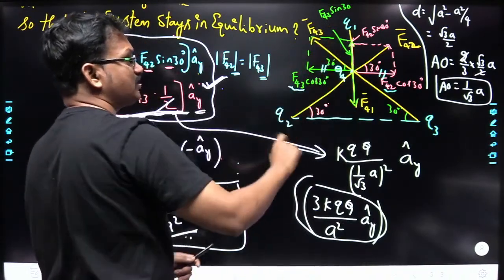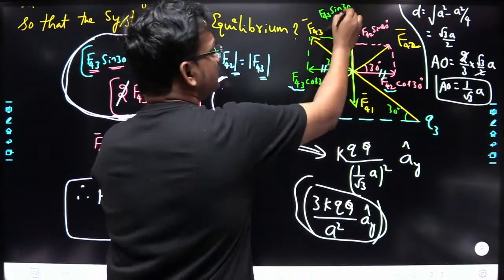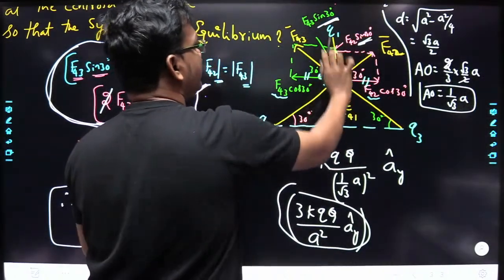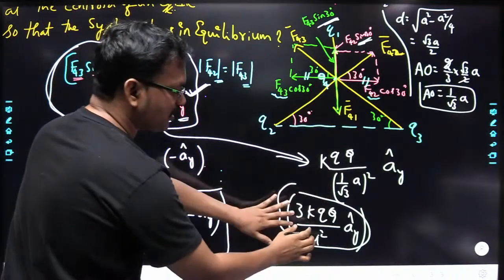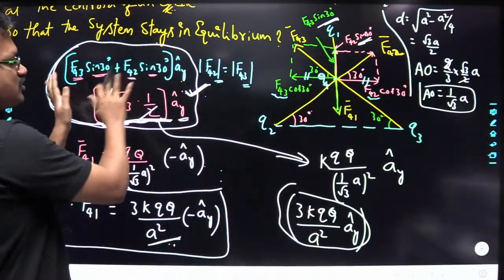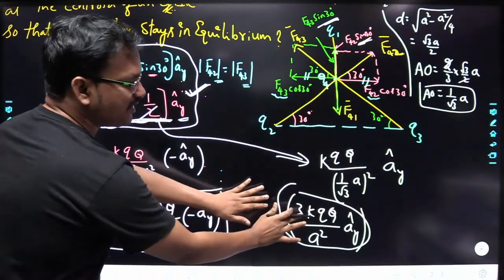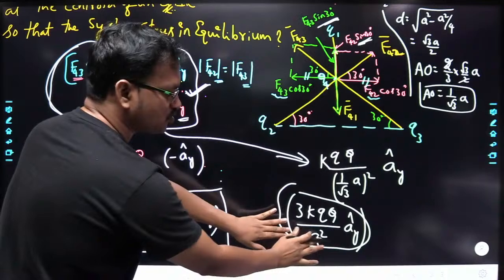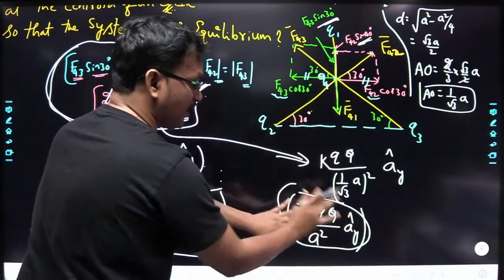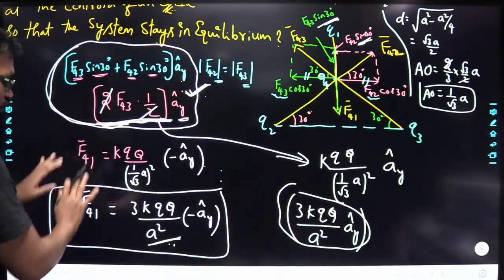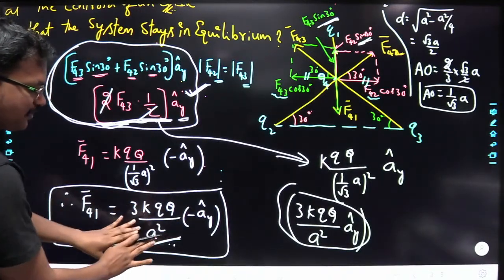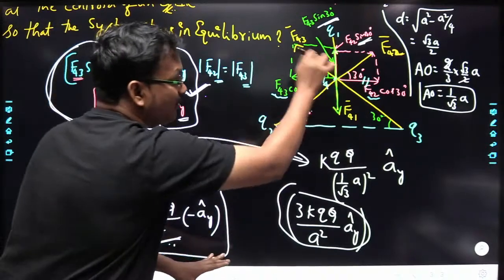We have seen that the summation of F43 sin 30 and F42 sin 30, that is pointing in positive y direction, is what here? What did we get? We got the summation of these two as nothing but 3K small q into capital Q by A square. It is pointing in positive y direction. Yes or no? And for F41 we got what here? 3K q capital Q divided by A square. It is pointing in negative y direction.